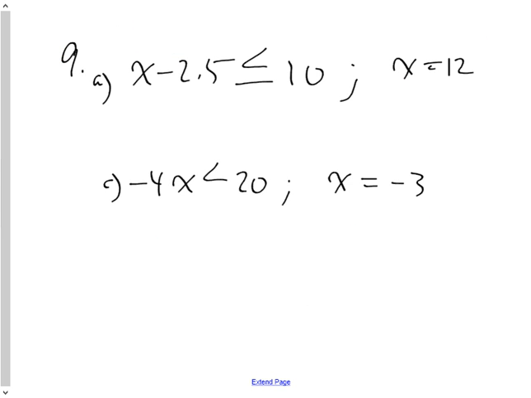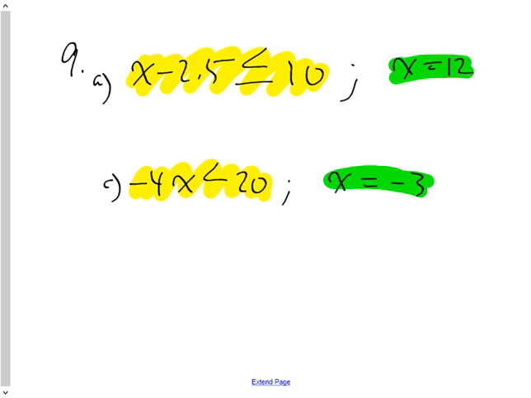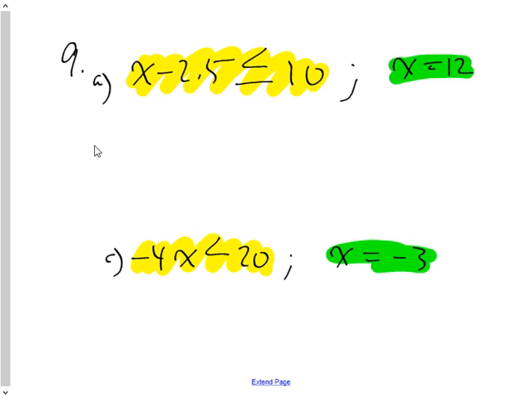For question 9, it gives you an inequality statement right here. And then it asks you in both questions, is the value of x in the first one negative 12, and is the value of x in the second one negative 3? So in both cases, I'm going to solve first. I can do it one of two ways. I could technically solve both of these statements by adding 2.5 to both sides. That's one way I could do it. And if x is less than or equal to 12.5, is x a possible value? Is 12 a possible value that makes this statement true? So is 12 less than or equal to 12.5?